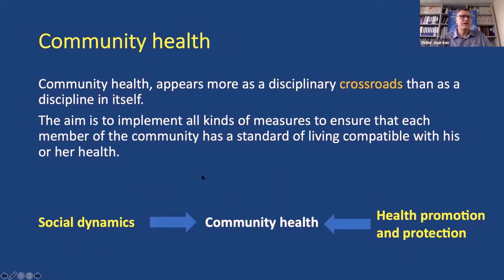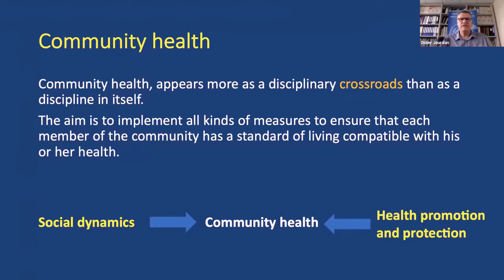So community health is then more a crossroad than a discipline in itself, because of course it's not only one limited group of measures at a local level, for example, changes in the environment or action on poverty and the socio-economical determinants of health. This is more all the kind of measures that can ensure that each member of the community has a standard of living compatible with his or her own health and having an action on the different determinants of health.